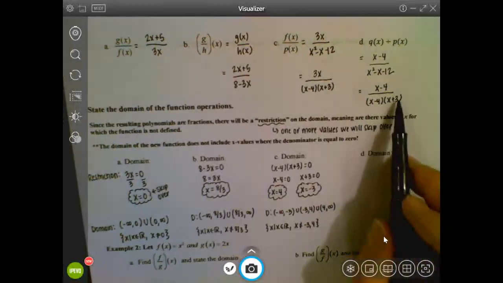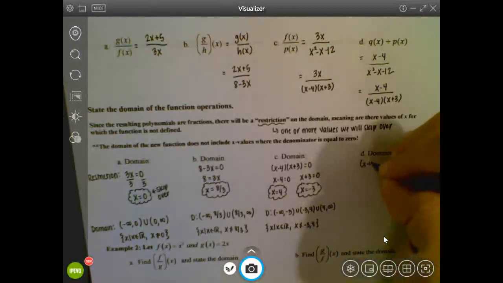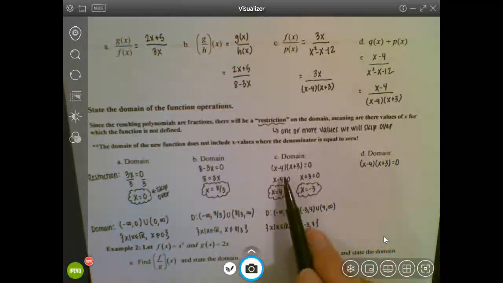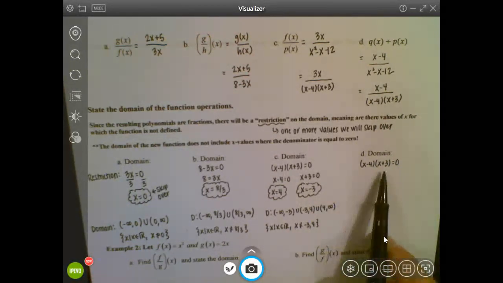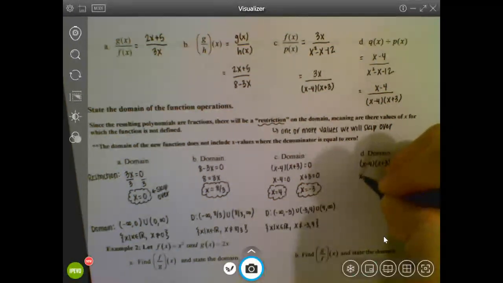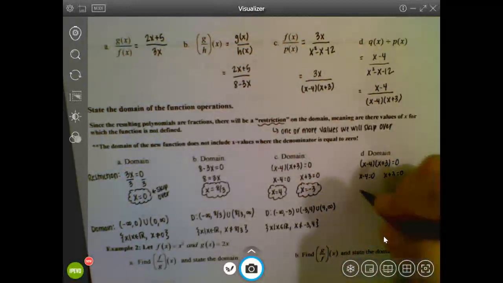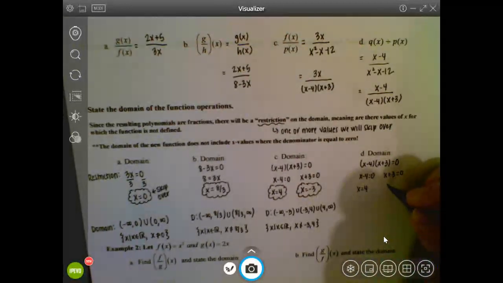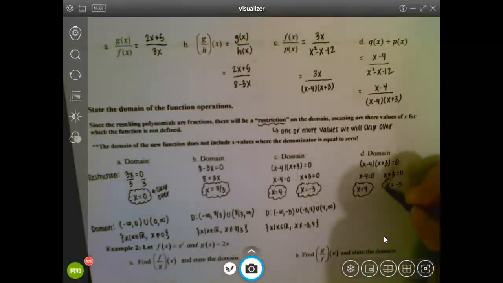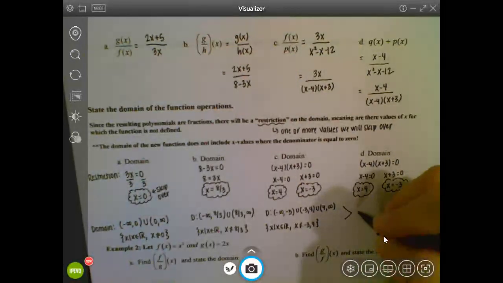So again, the domain restriction is going to be where the denominator is equal to 0. Well, if you'll notice, our denominator is actually exactly the same as example C. So we have the factor of x minus 4 and the x plus 3. So that actually means that our domain restrictions are going to be exactly the same because we would split up, again, our factors using the zero product property in the exact same way. So our domain restrictions are still positive 4 and still negative 3. So the domain is actually exactly the same as example C.